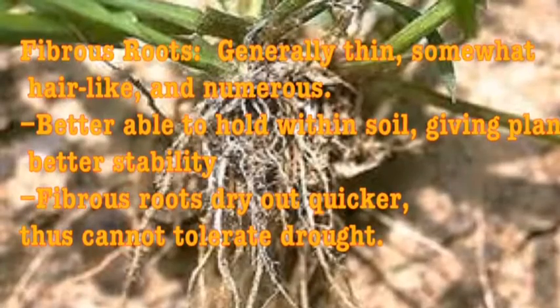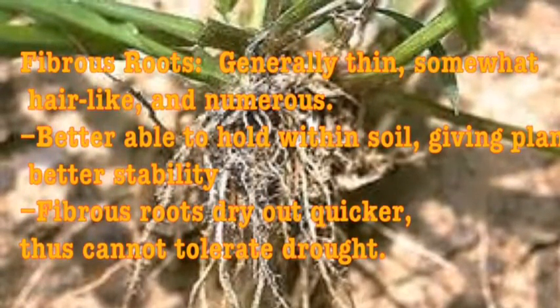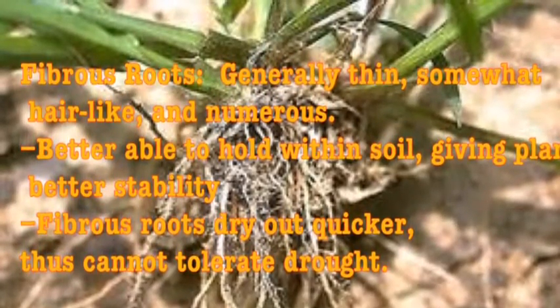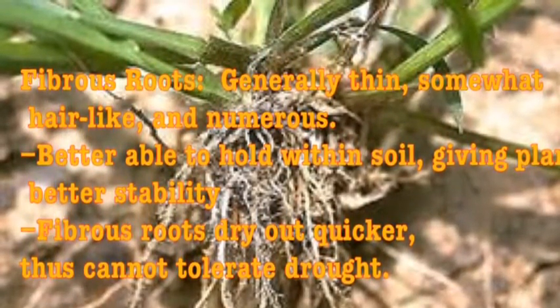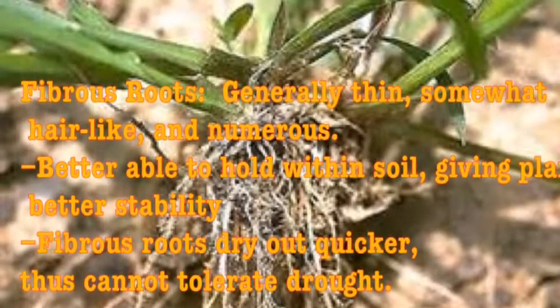Next we have fibrous roots, which generally are thin, somewhat hair-like, and numerous, and they're better able to hold within soil, giving the plant better stability, and they dry out quicker, thus they cannot tolerate drought. So, that's a downfall.